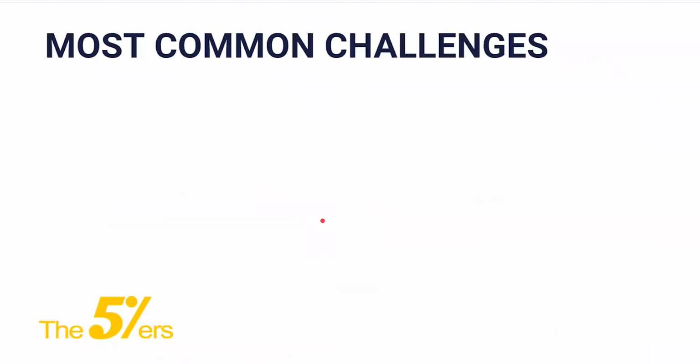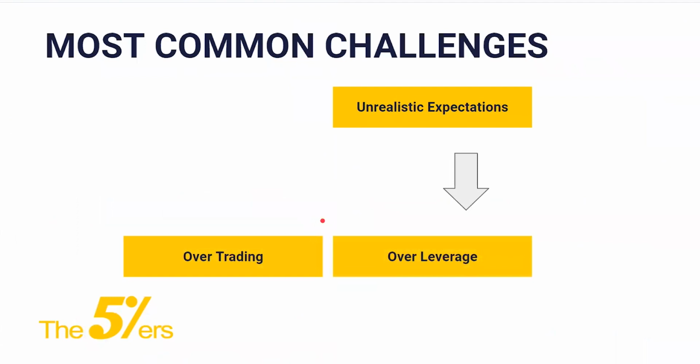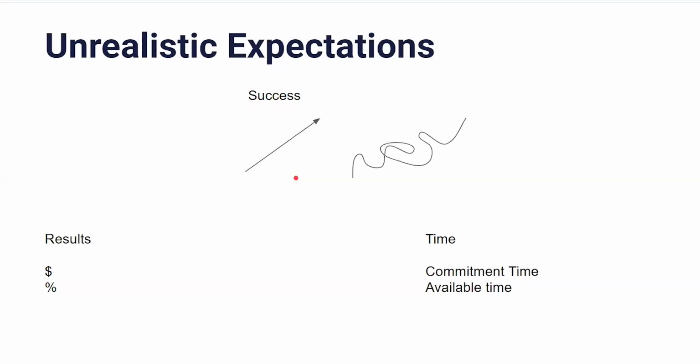So let's talk about a possible cause of over trading or over leverage, which is unrealistic expectations. And if we go to explore that a little bit more, let me just go back a little bit. Okay, unrealistic expectations, I think of those in three aspects. Unrealistic expectations about success, about results, and about time. Okay, so let's start with success.